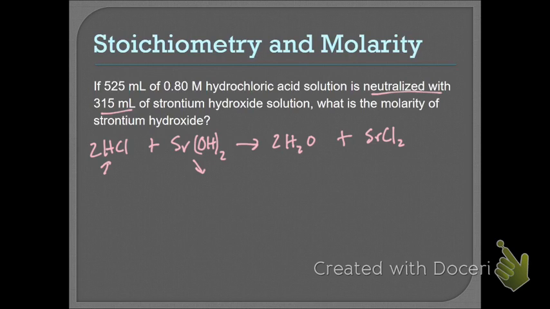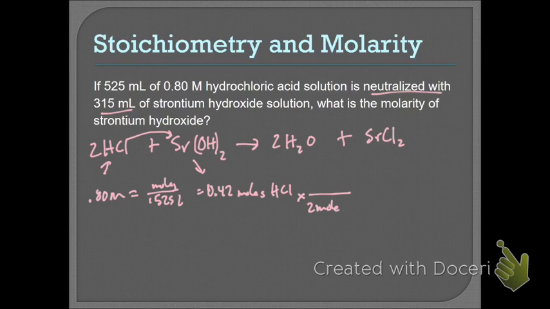So let's go and figure out the number of moles of hydrochloric acid. So 0.80 molar, 0.525 liters is going to get us the moles, right? So 0.8 times 0.525 equals 0.42 moles of HCl. So now we're going to get into strontium. So now we're going from here to here using the molar ratio, right? So for every 2 moles of HCl, there's 1 mole of strontium hydroxide. So this equals 0.21 moles of strontium hydroxide.